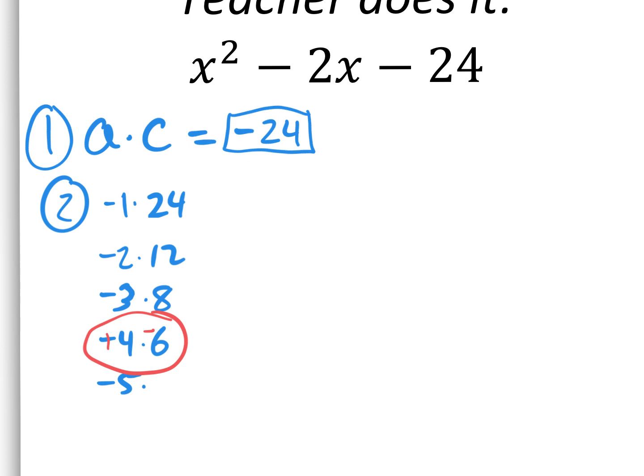I'm thinking of the multiples of negative 24 that combine together to give me the b value negative 2. And how could I get negative 24? A negative 6 times 4, that'll give me a negative 24. And if I combine them, it will give me the b value negative 2. So that was step 2.